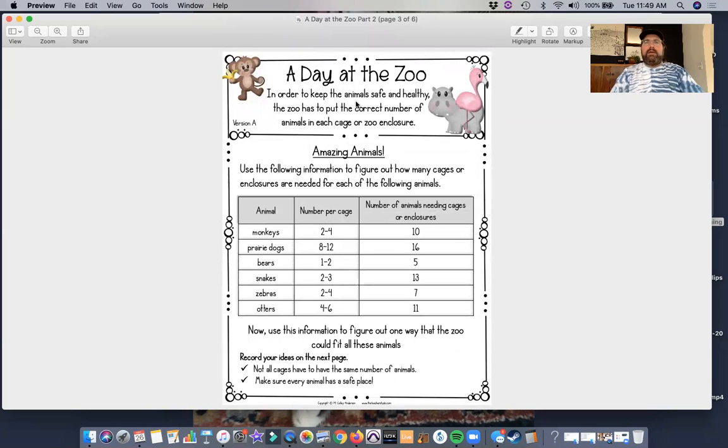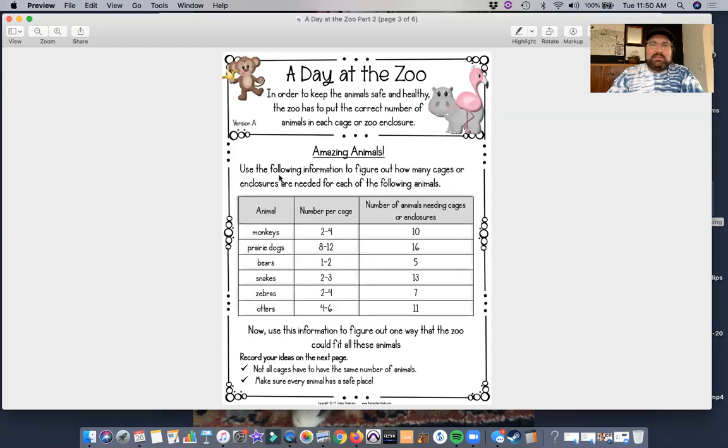Now I'm on the next page of the worksheet. This one has to do with animals and the cages that they live in. I'm going to read the instructions. Make sure you listen. In order to keep the animals safe and healthy, the zoo has to put the correct number of animals in each cage or zoo enclosure. They can't put too many animals in a cage, or too few, because maybe they wouldn't be happy that way. They have to have a specific range of numbers per animal per cage.